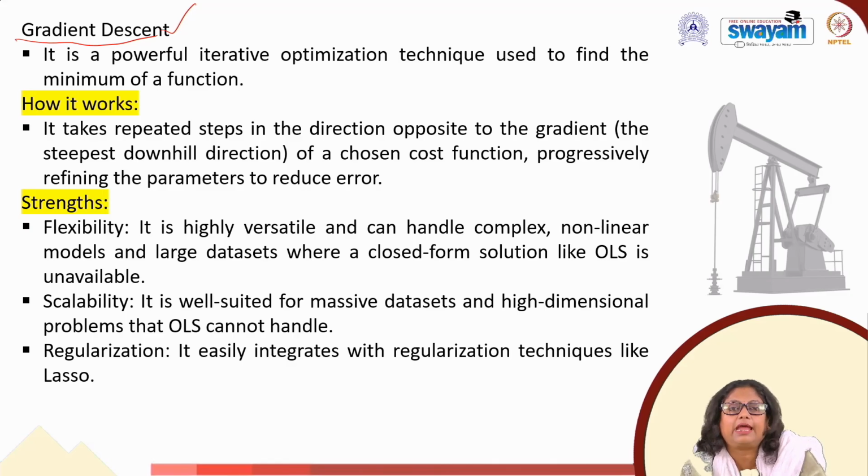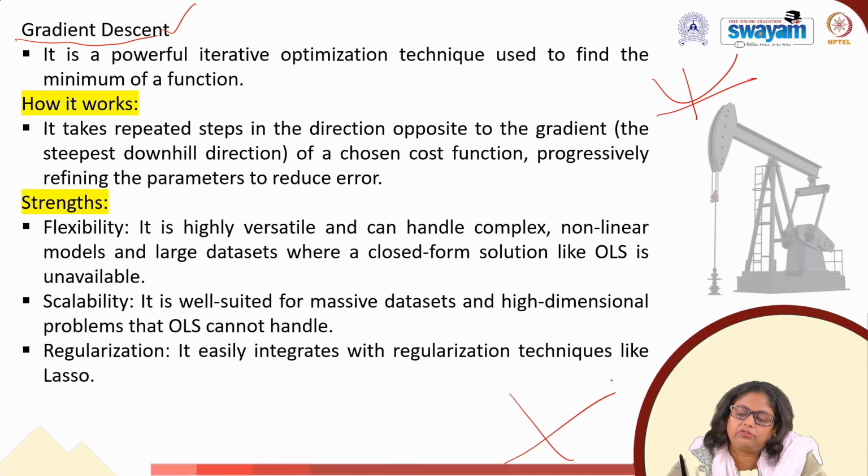So what is gradient descent? It is a powerful iterative optimization technique which is used to find the minimum of a function. So what is the minimum of a function? That's the cost we are talking about. So this is the one, and why I make this a parabolic structure, we will come to that.